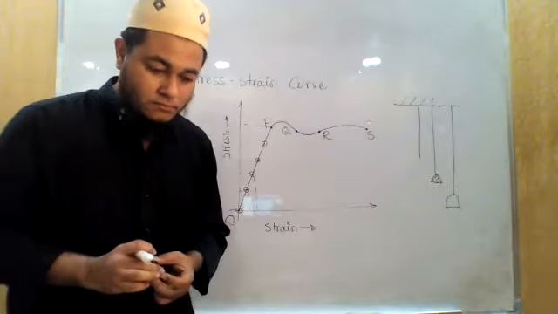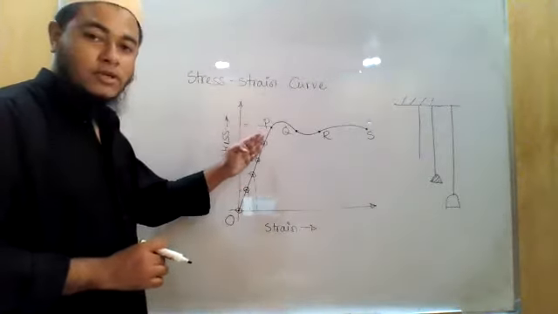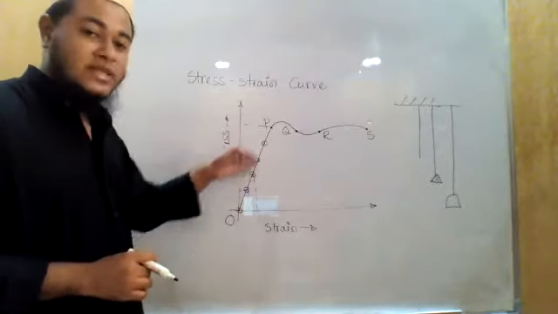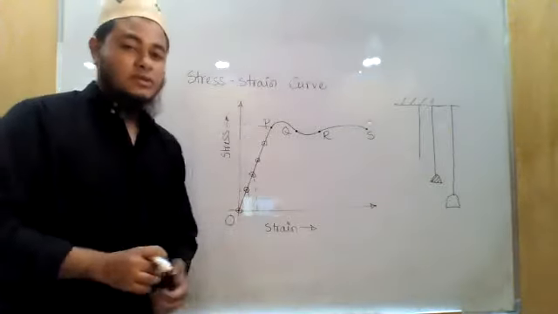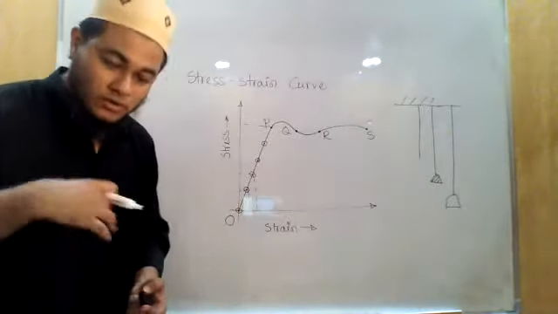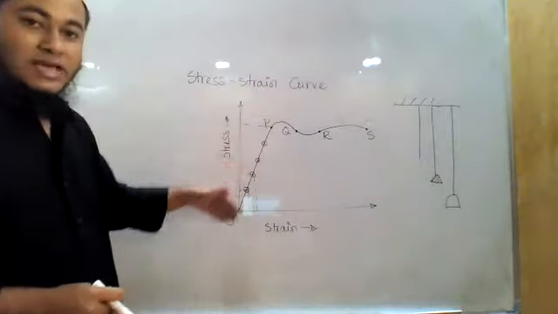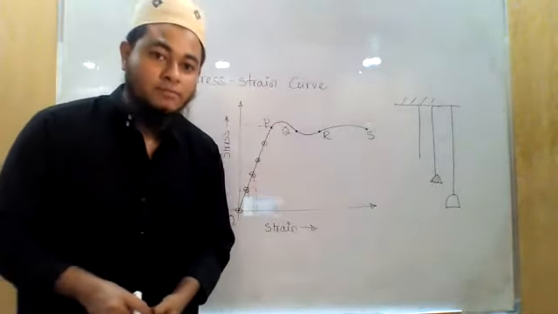Yes. If we keep on increasing the load, then we will go up. If we decrease the load, we will come down, right? So this line will be followed within the elastic limit. Now this point P is what we consider as the elastic limit. Up to point P this happens, but if you go beyond the elastic limit, then what will happen?